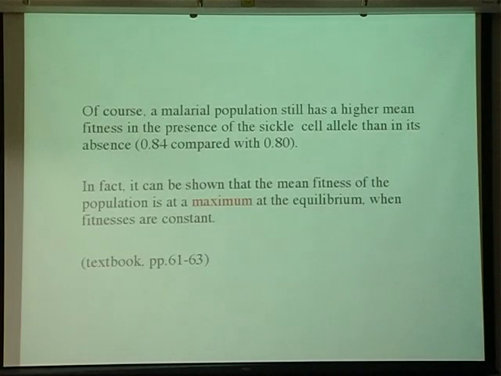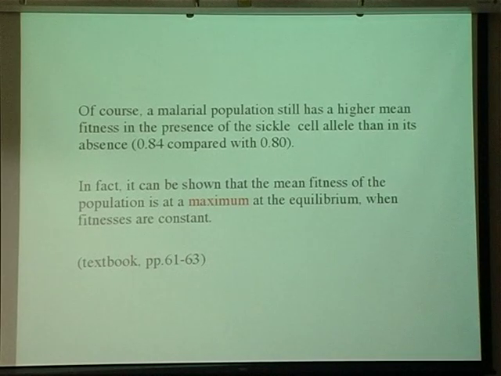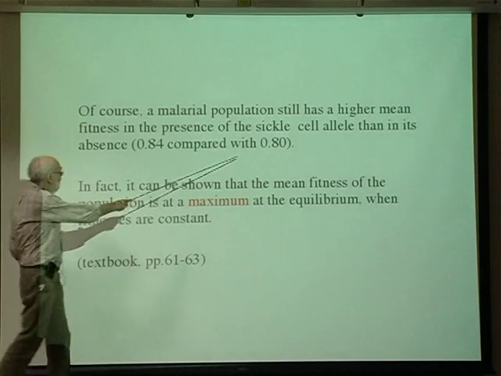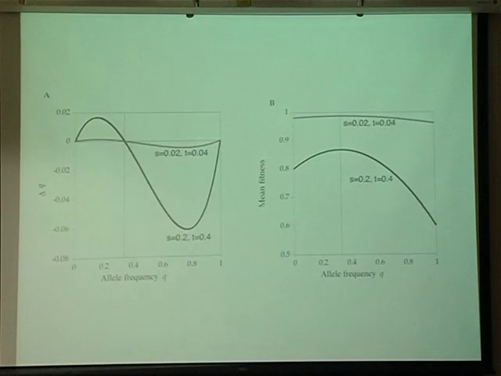Of course, the population is still doing better. If you calculate its average fitness, which we could take as a measure of adaptation, in the sense that Lindy was talking about, it is actually higher. It's about 0.84 compared with 0.8, measured relative to the heterozygote. In fact, in this simple case of a single locus with two alleles and constant fitnesses, the mean fitness of the population is always at a maximum at the equilibrium.